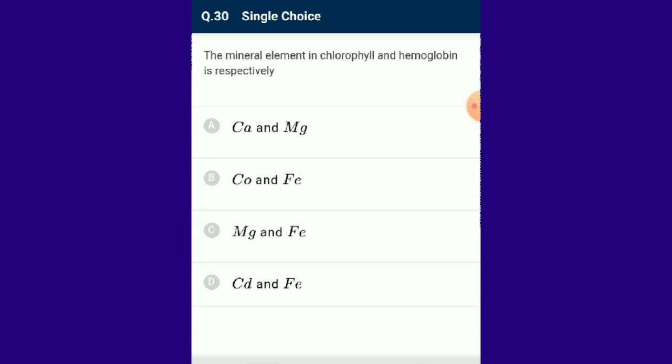Question number 30. The mineral element in chlorophyll and hemoglobin is respectively. A chlorophyll molecule contains magnesium and the hemoglobin contains Fe. So the answer for this question is option C, magnesium and Fe, ferric.